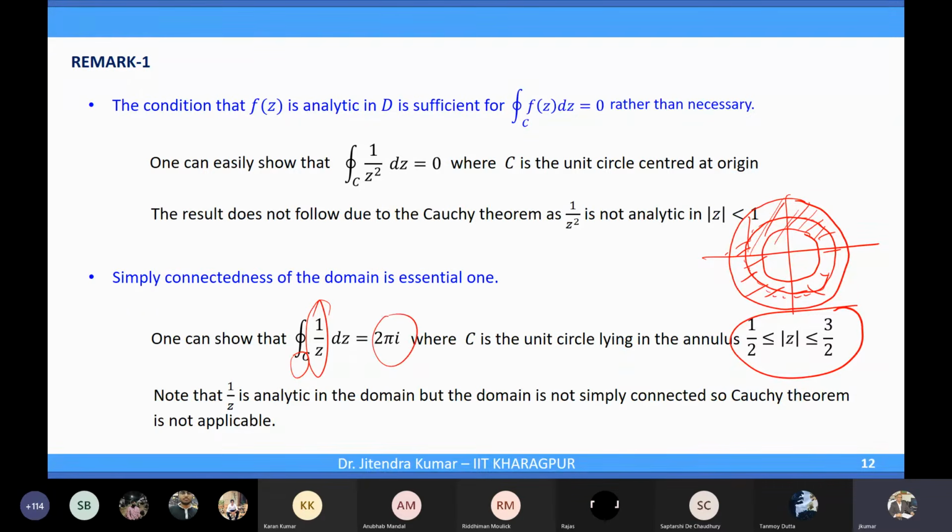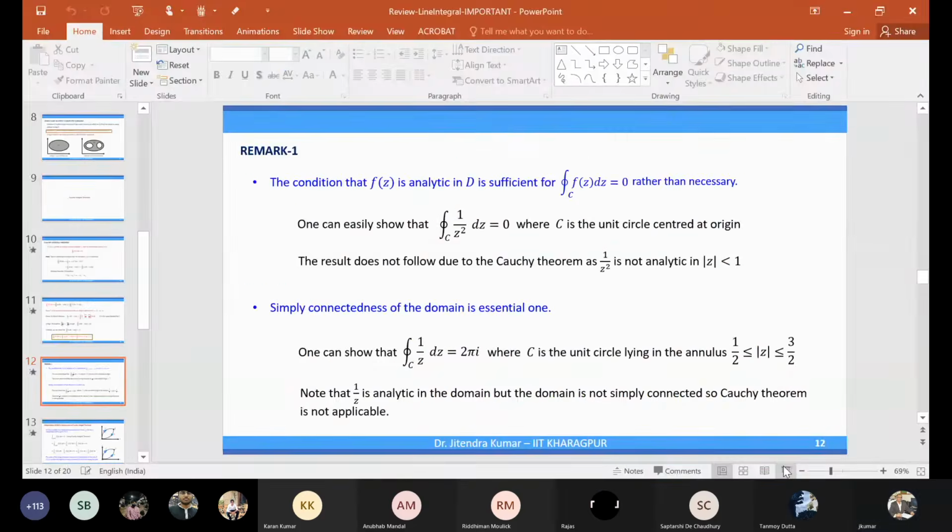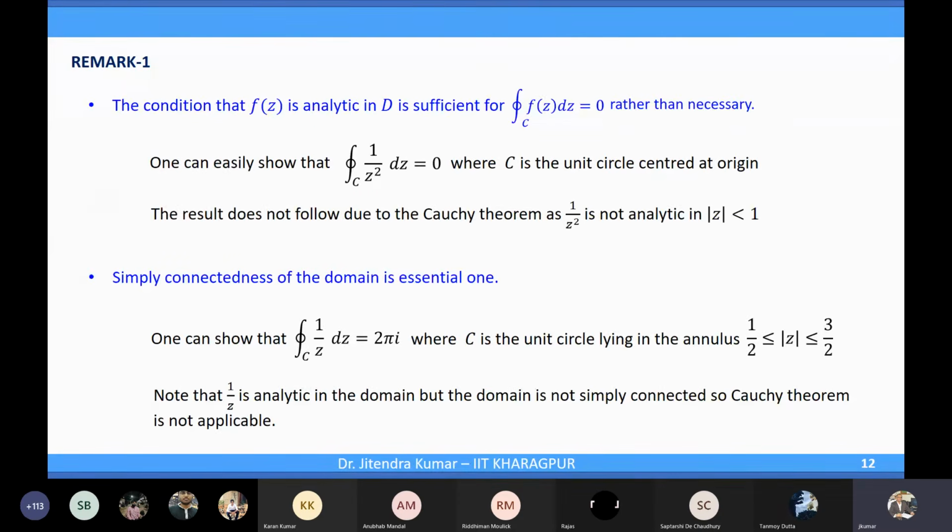Why is it not 0? What is the reason here? Because the domain is not simply connected. Yes, the domain is not simply connected, it is multiply connected. So the simply connected domain is the essential one. If you don't have a simply connected domain, you don't expect the result of Cauchy. Okay, so these two: that f(z) is analytic is sufficient, and this is essential.